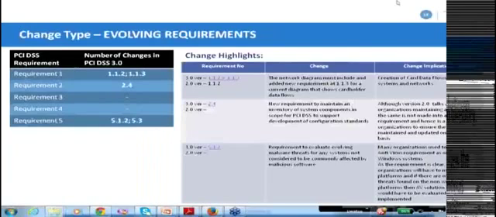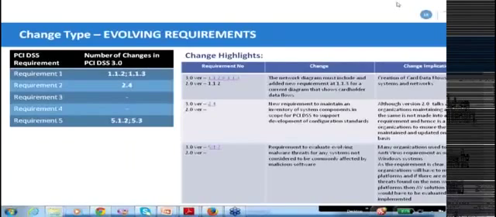All right. So the previous slides were in terms of the clarity that the standard has brought into place with regard to giving more details or explaining the intent of the standard more. From here, I'm looking at the evolving requirements. So these are the new requirements of the PCI DSS 3.0.